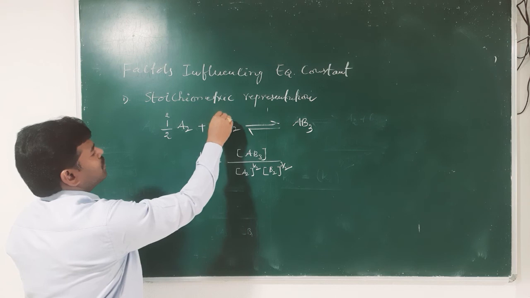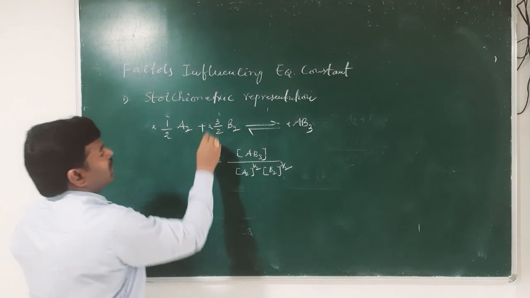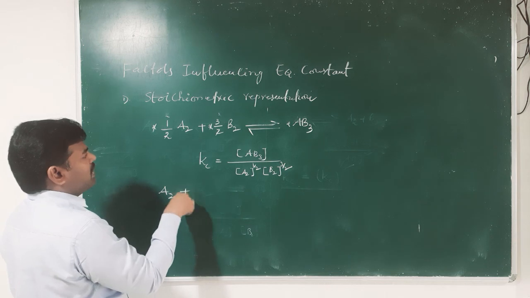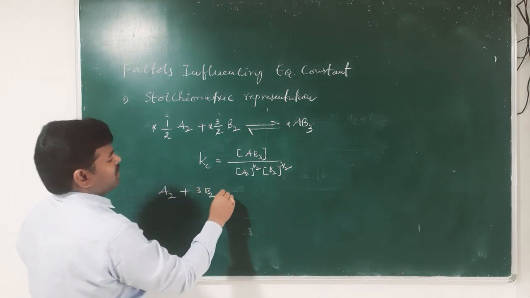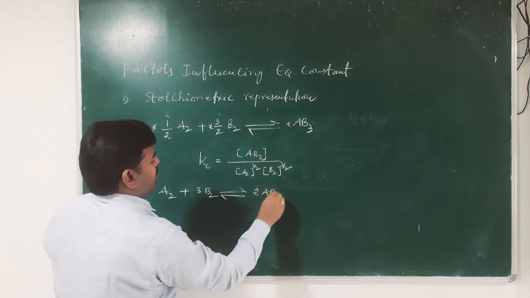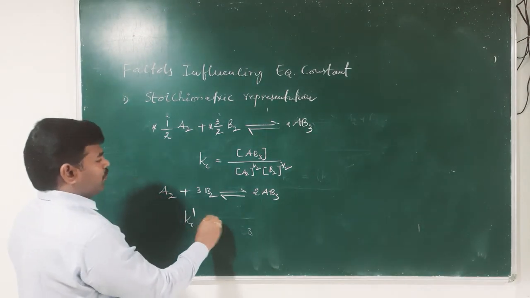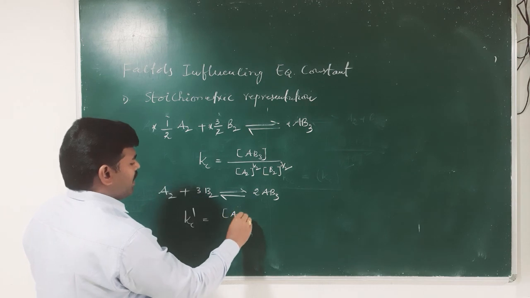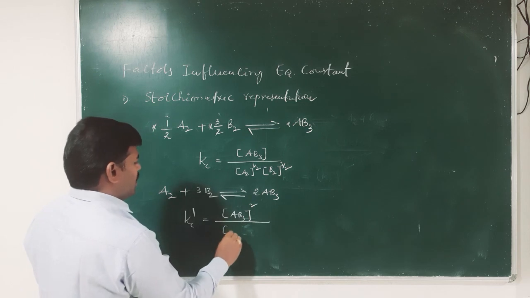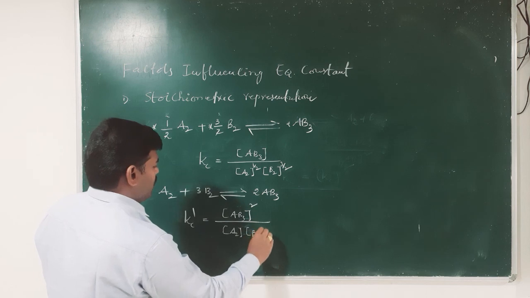this 2 and this 2 get cancelled, this 2 and this 2 cancel, that is, A2 plus 3B2 gives rise to 2AB3. That is the new equilibrium constant Kc dash, equal to concentration of AB3 power 2 over concentration of A2 into concentration of B2 cube.